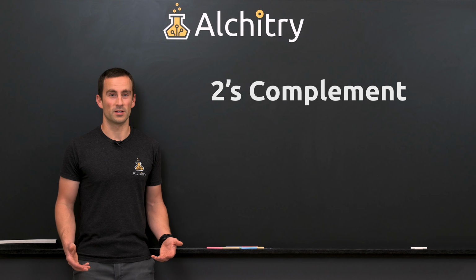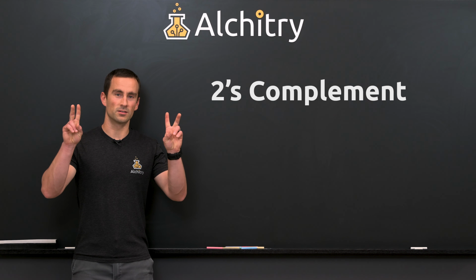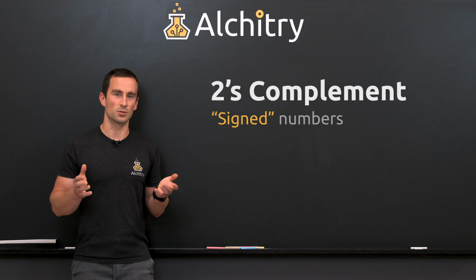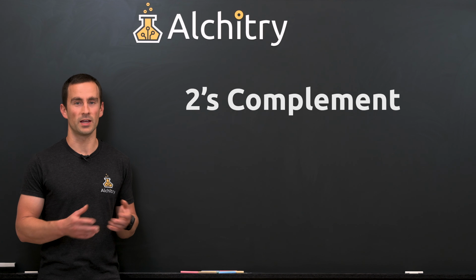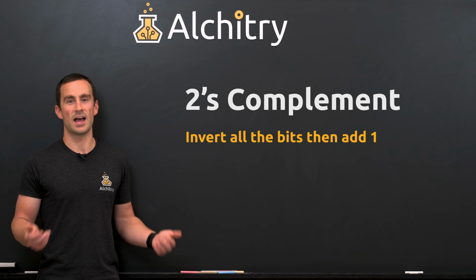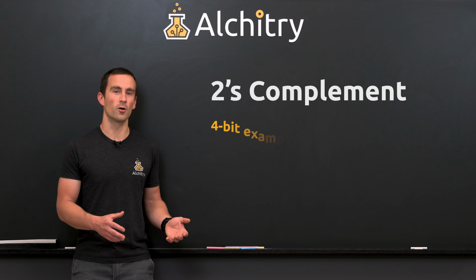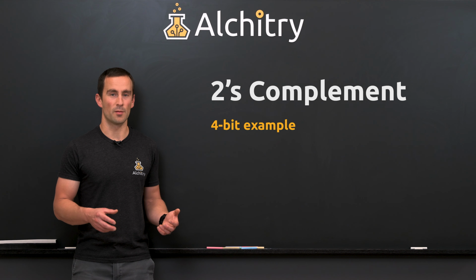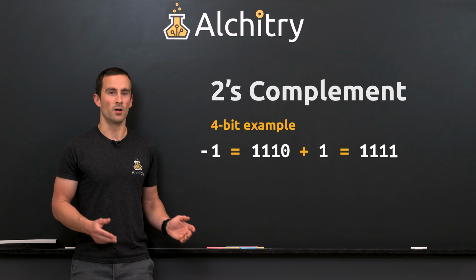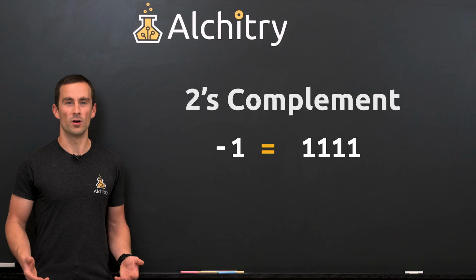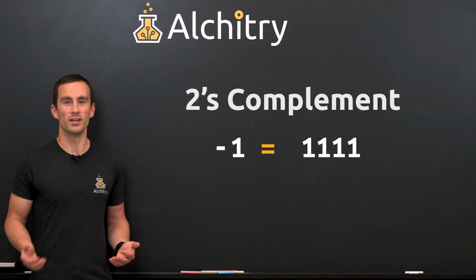You'll often see values that are using 2's complement referred to as signed numbers, and ones that are just plain binary as unsigned. To negate a number in 2's complement, you simply take all the bits, invert them, and then add 1. For example, if we used 4 bits to represent 1, so 0, 0, 0, 1, we would invert those, so we'd get 1, 1, 1, 0, and then add 1, so we'd get 1, 1, 1, 1. 1, 1, 1, 1 is the 2's complement representation of -1.